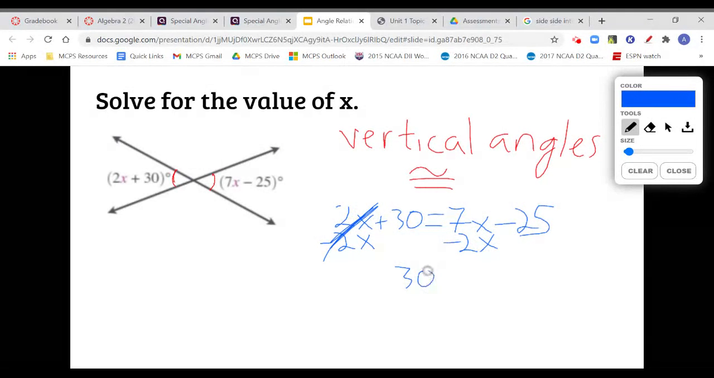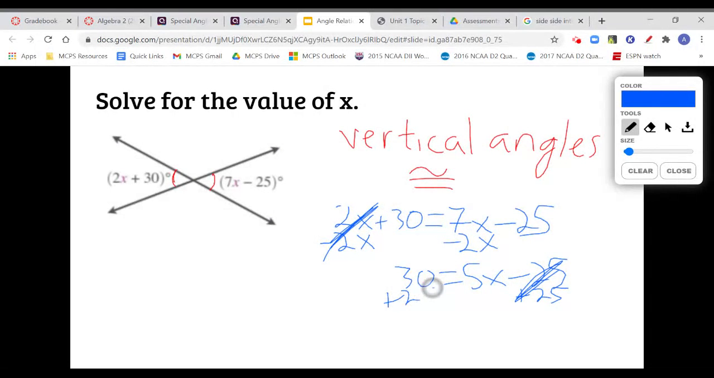And that'll leave me with 30 is equal to 5x minus 25. Next, I want to make sure all the constants are on the other side, so I'm going to add 25 to both sides. And that leaves me with 55 equals 5x.